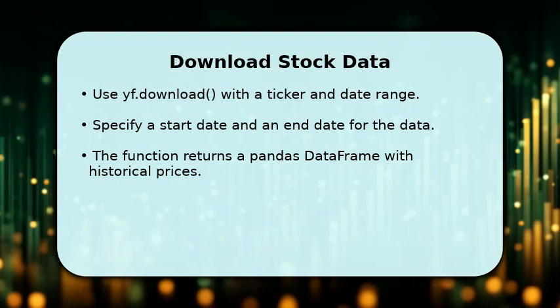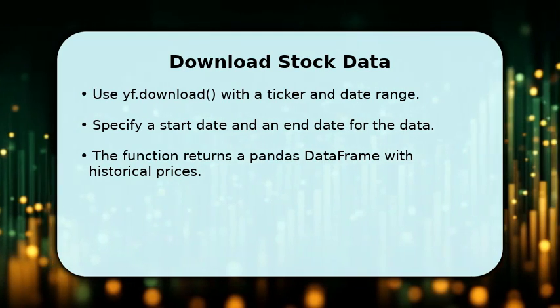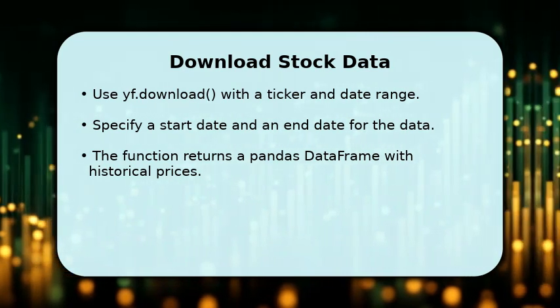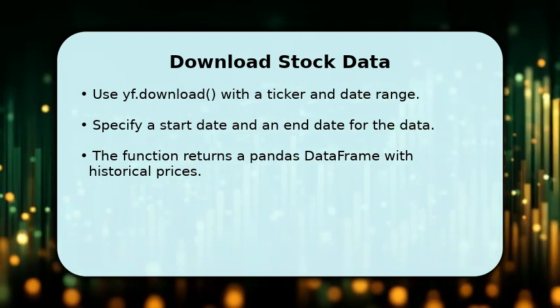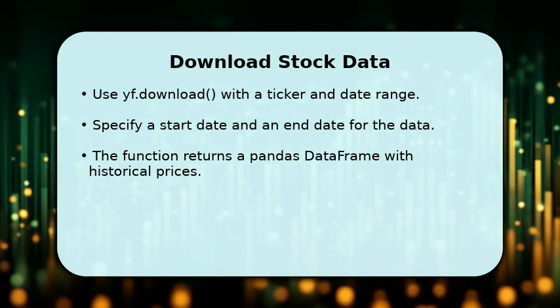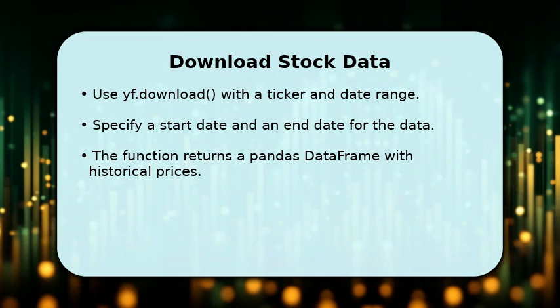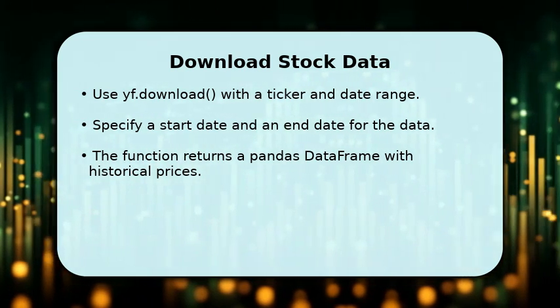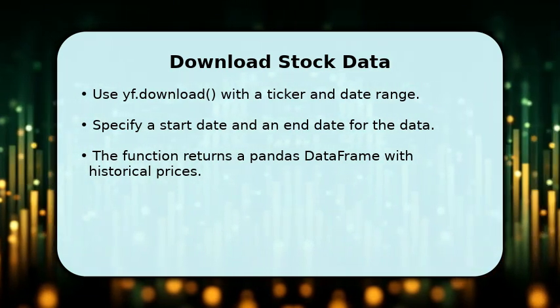Now that your environment is set up, let's download some historical stock data. The yf.download function is your primary tool here. You'll pass your chosen ticker symbol, along with a start and end date, to retrieve the data. For instance, you could request data from January 1, 2010 to January 1, 2023. This function conveniently returns a pandas data frame, which is perfect for further analysis in Python.